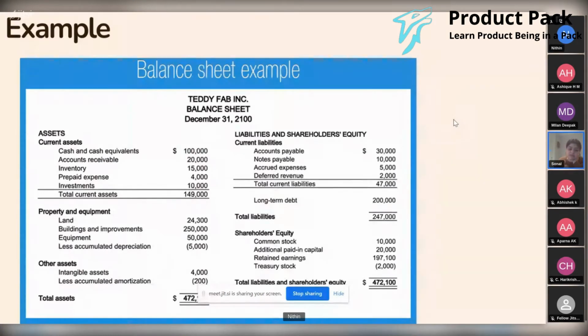All right, so this is just an example of a balance sheet, to show you how the current assets are mentioned in a balance sheet, and how the non-current items like property and equipment and other assets are mentioned. And logically, as we've been told in accounts, they should equate: total liabilities and shareholders' equity should come to total assets.